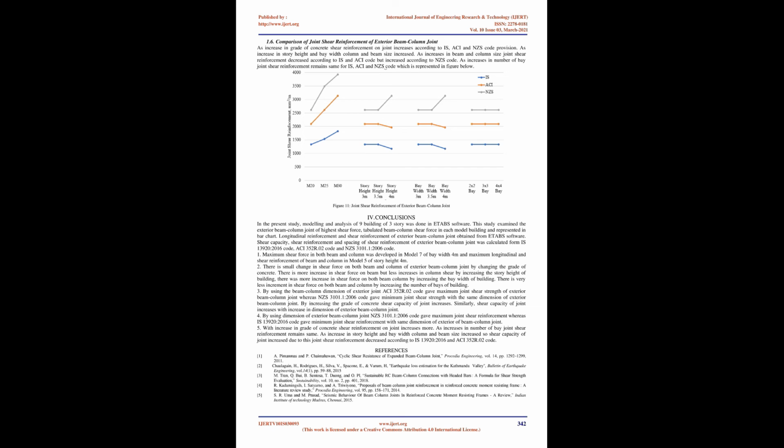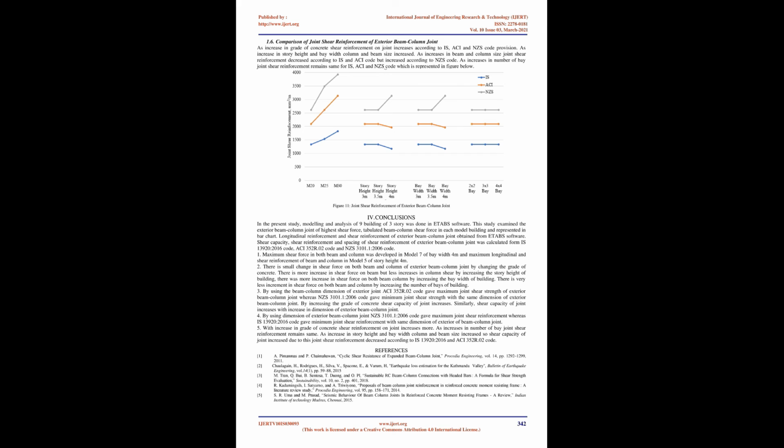Comparison of shear force on beam and column of the exterior joint. Shear force obtained from ETABS software is presented in a bar chart. Figure 6 shows that as the grade of concrete increases, there is a slight change in shear force in both beam and column. As story height increases, there is more increase in the shear force in the beam but only a slight change in the column. As bay width of the building increases, there is more increase of shear force in both beam and column. As the number of bays increases, there is no such variation of shear force in both beam and column.